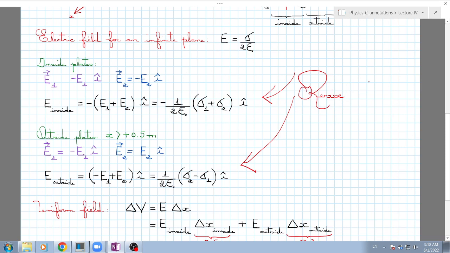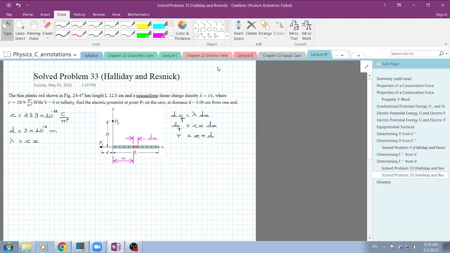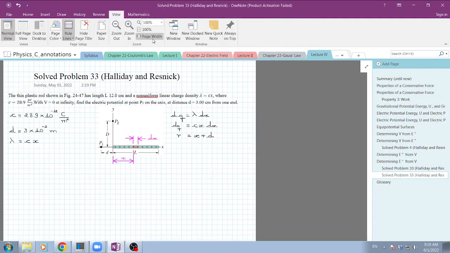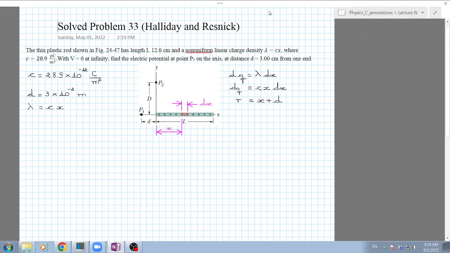Okay, and let's go to the next example. Good. Last one for the potential is this problem. So this is a very common type of problem.